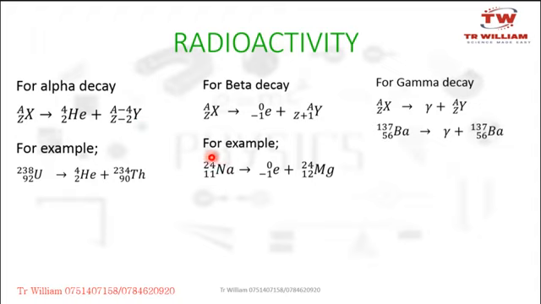Even sometimes a given element may decay by emitting more than one particle. It can decay by emitting an alpha particle and a beta particle. You should be able to as well balance such an equation in case it comes up. You can even practice it.